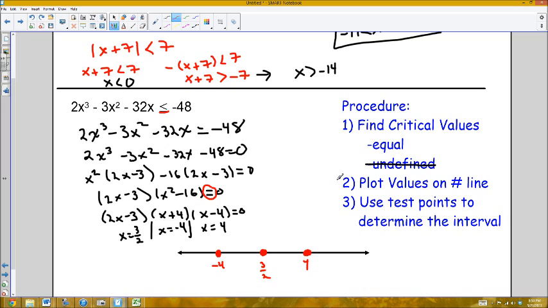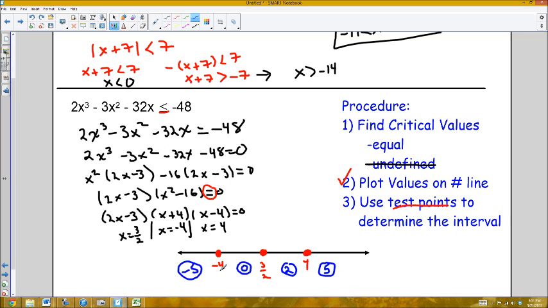So now that I have these numbers plotted on my number line, I'm going to use test points to determine what's going on in each of these intervals. A test point is basically a point which falls between the given numbers. A value to the left of negative 4, negative 5 would be one that I would use as a test point. Between negative 4 and 1.5, 0 is a very convenient one I can use as a test point. Between 1.5 and 4, 2 would be a good number, and then a number bigger than 4 would be 5.